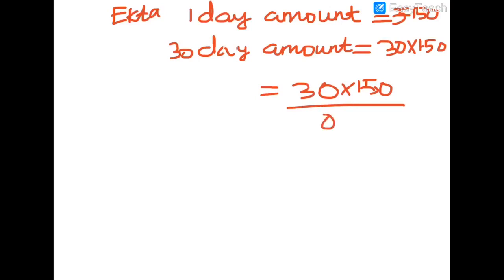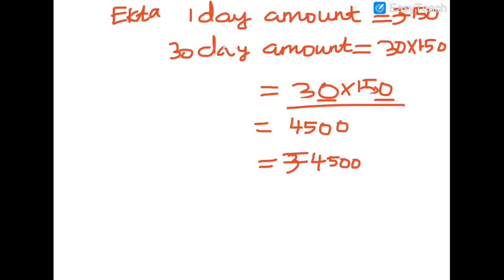Simply see, I will say the smart way. So here, 3 into 15. You have to multiply 3 into 15. So 3 into 15, how much? 45. Okay, so here 1 zero, here 1 zero. So you just have to put them, so 4,500. So 4,500 is what she earned for 30 days.